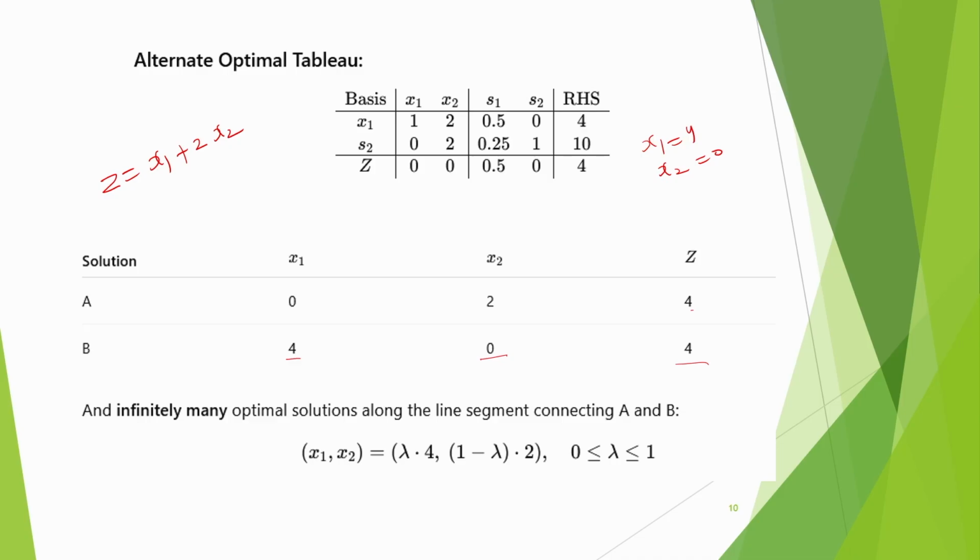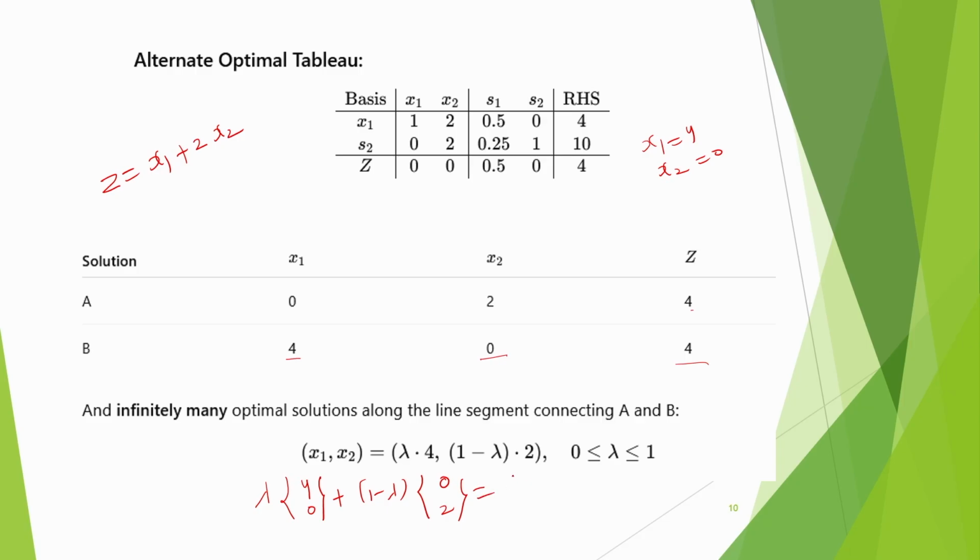But then you can get infinite solutions. How can you find that? So it is like this: if you say lambda times, okay, I can have (4, 0), that means solution B, plus (1 minus lambda) times (0, 2). Okay.